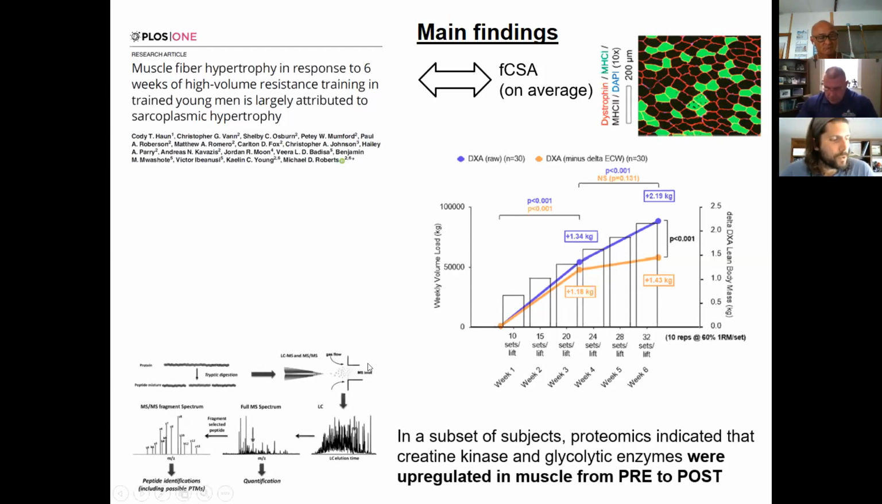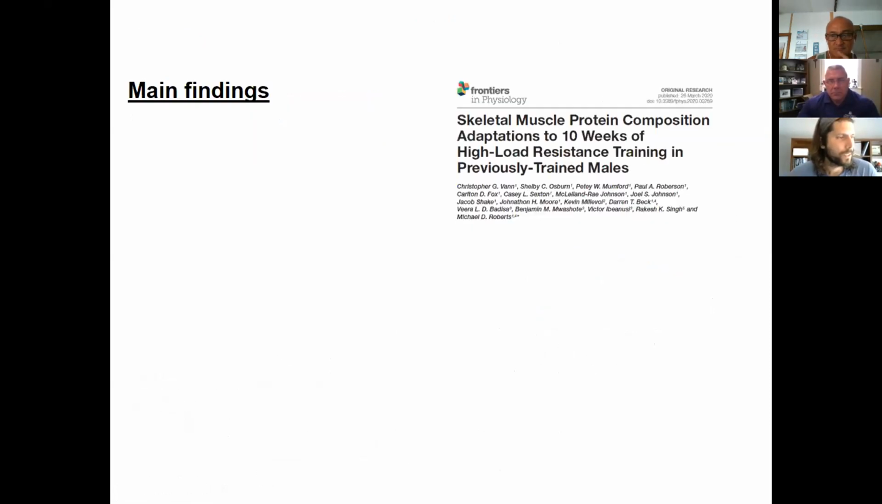And then finally, we used bottom-up proteomics, and we showed that in a subset of participants, a lot of glycolytic enzymes as well as creatine kinase were upregulated at the protein level. And so we viewed that metabolic conditioning may have resulted from higher volume training at the molecular level.